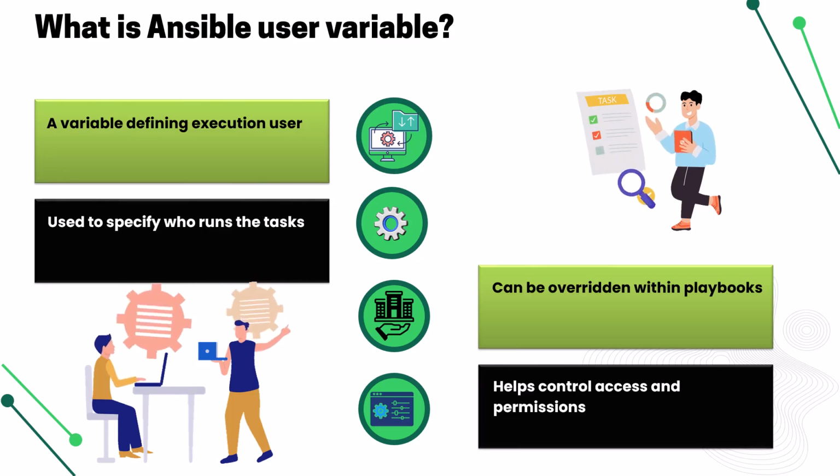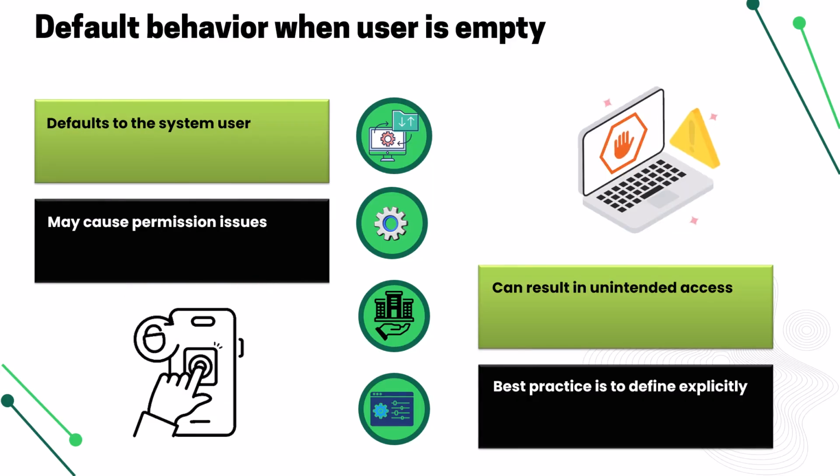Just imagine telling Ansible, hey, run this as admin, and it listens. Leaving the user empty? Well, Ansible assumes you're okay with using the system default, but that might not always be what you want. This can lead to unexpected permission errors or unintended access. It's like leaving your front door unlocked, not always a great idea. Best practice: define the user explicitly so there are no surprises.